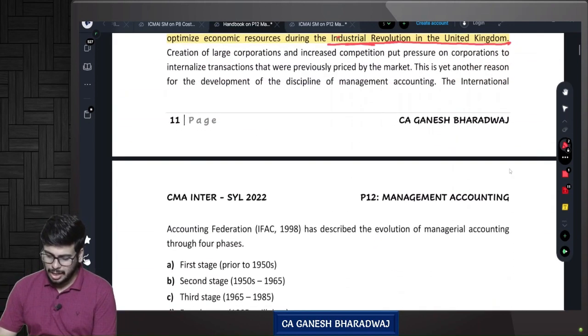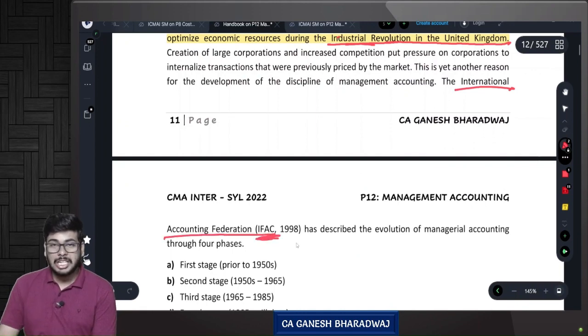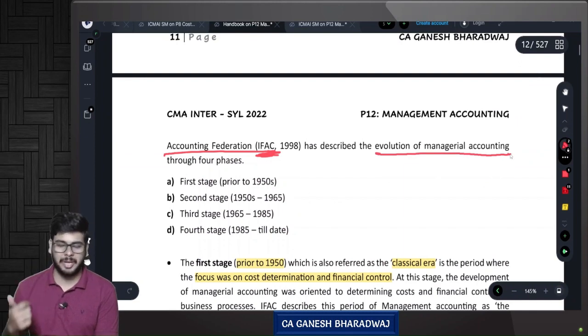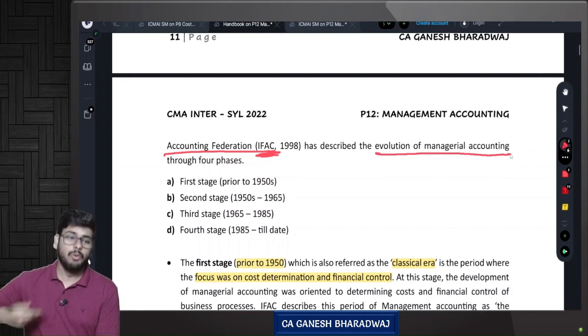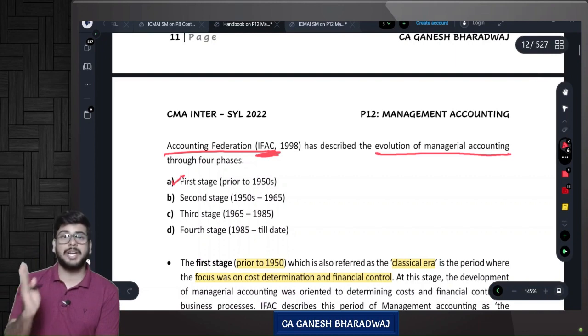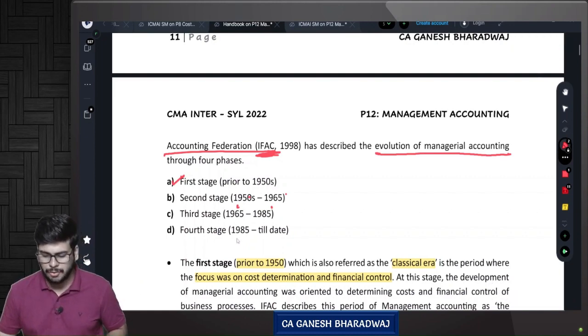Now, there is something called the International Federation of Accountants, IFAC. They have described the evolution of managerial accounting through 4 phases. Evolution means how it has come, the history. So they are saying it has come in 4 stages. First stage prior to the 1950s. Second stage 1950s to 1965. Third stage 1965 to 1985, and fourth stage is 1985 till date. So they have classified the evolution into 4 stages.